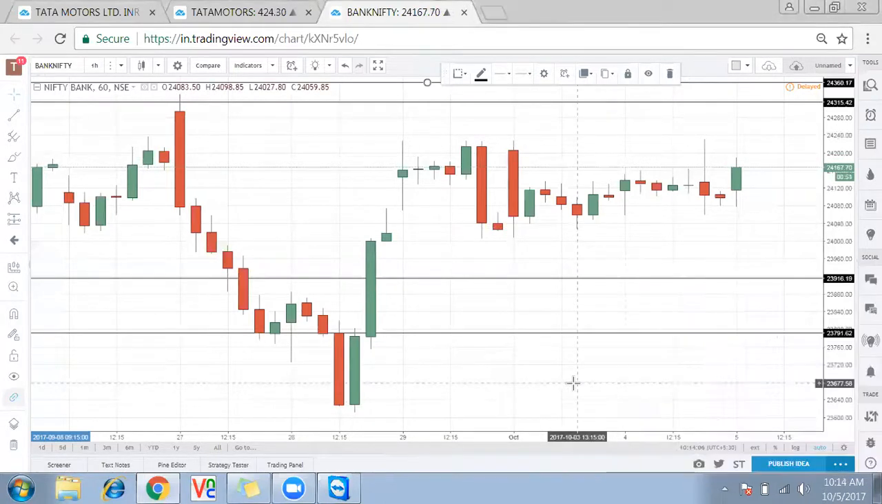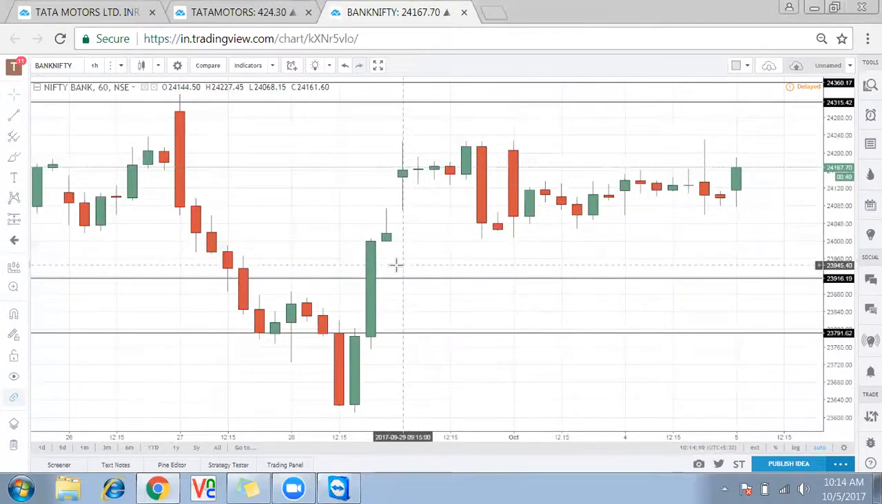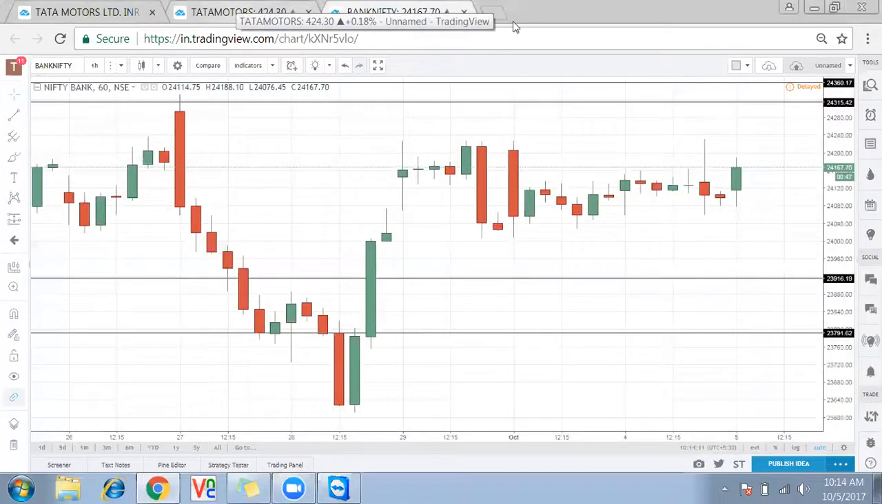So let us see whether it comes down, and if it comes down, we would be buyers in some selective stocks as well. So that's Bank Nifty. Nothing has changed as such right from morning and the last 3 days.